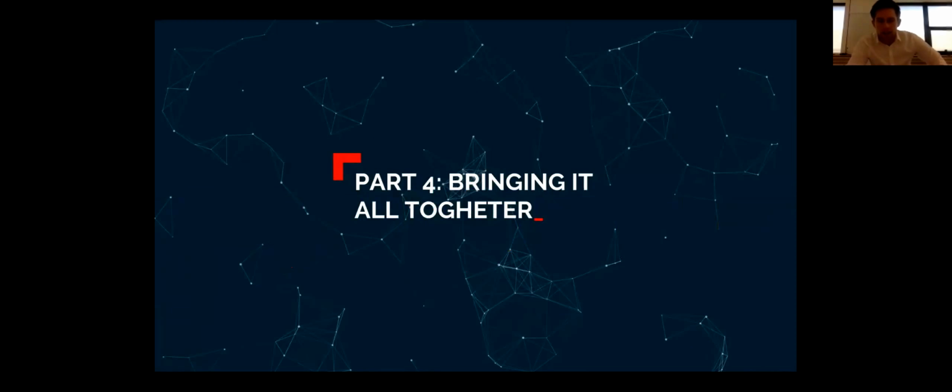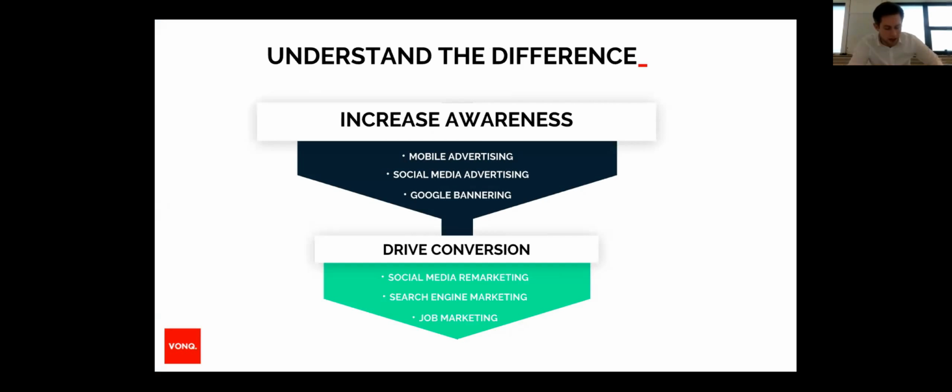So part 4, that's bringing it all together. So we've talked about quite a lot today. EVP, the 3 levels of recruitment marketing, and the challenges that they bring. But in order to make your hiring campaign a success, they all need to be brought together as one, as each directly influences the other.